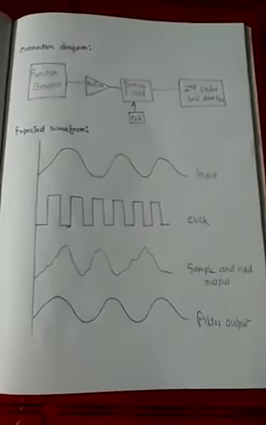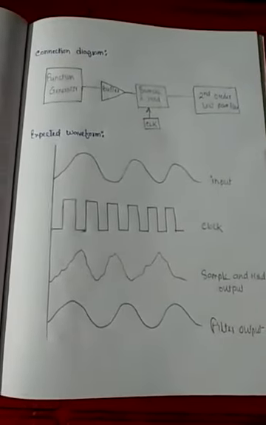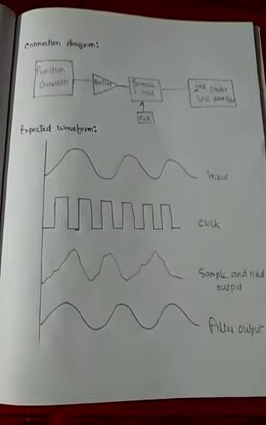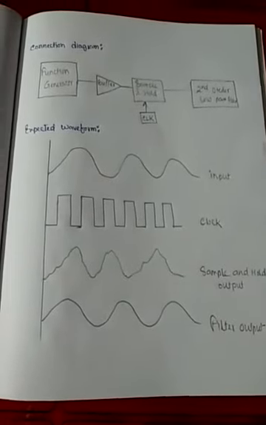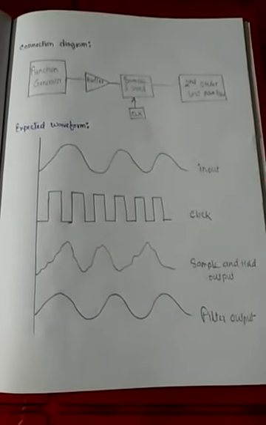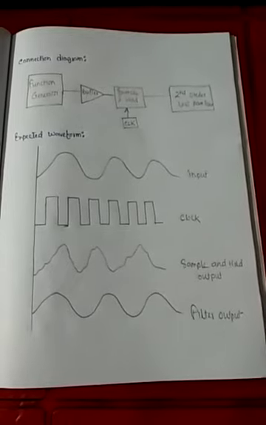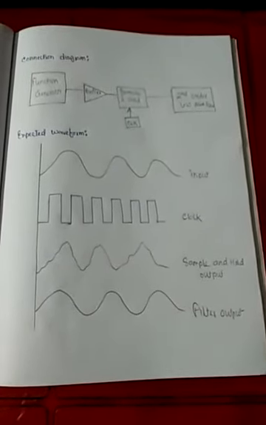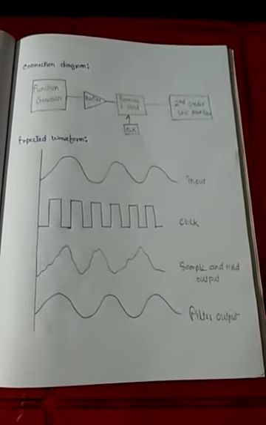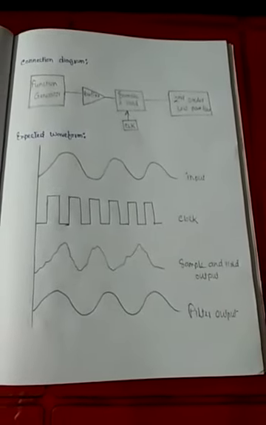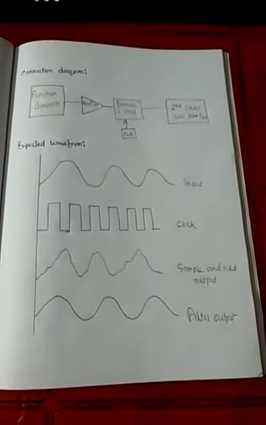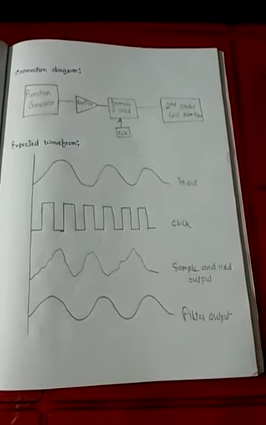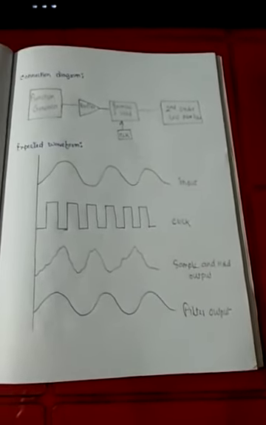These are the expected waveforms. The first one is the waveform for the input signal, the second one is the waveform for the clock, and the third one is the output of the sample and hold circuit. That sample and hold circuit output will then be filtered, and the last wave shows the filtered output waveform.